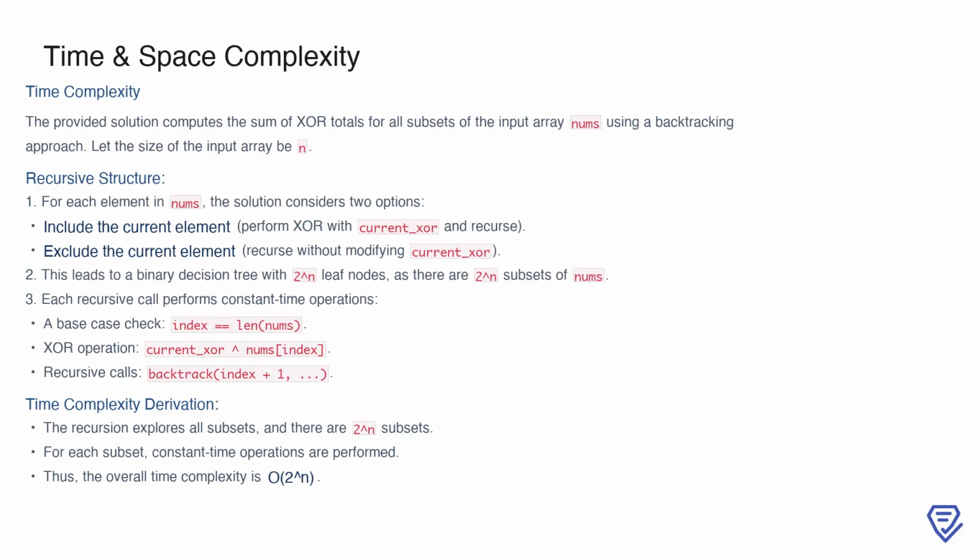This binary decision process forms a decision tree with 2^n leaf nodes, corresponding to the 2^n subsets of the array. Each recursive call involves a constant amount of work, including checking the base case, performing the XOR operation, and making 2 recursive calls. Combining these observations, we conclude that the recursion explores all subsets, and since the operations per subset are constant, the overall time complexity is O(2^n).